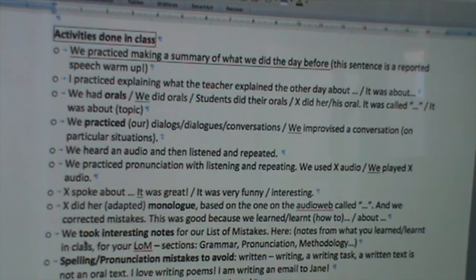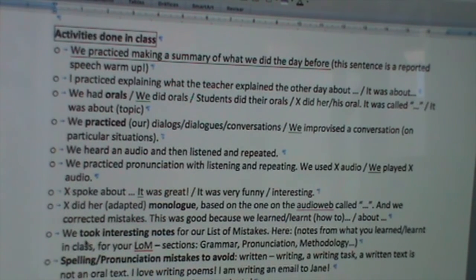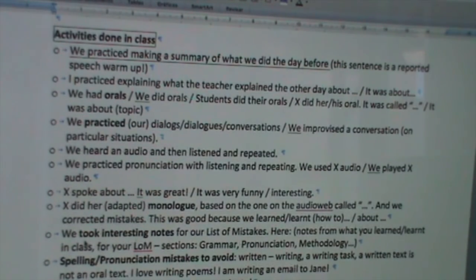Then we corrected mistakes. Not "correct", but "corrected". Correct ends in a dental, so we need an I for a vowel support to separate the two dentals. Okay, so, corrected mistakes. This was good because we learned how to whatever. Okay, this was good because we learned about this, or because we learned a lot, whatever you want to say.